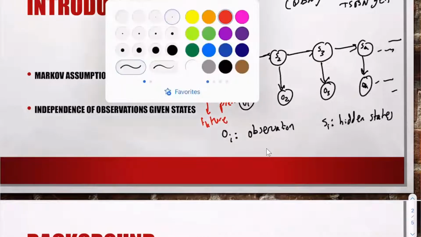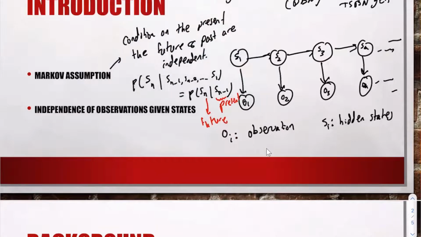But the next one is something we call independence of observation given states. You can explain this one using D-separation. I will try my best to explain this concept.